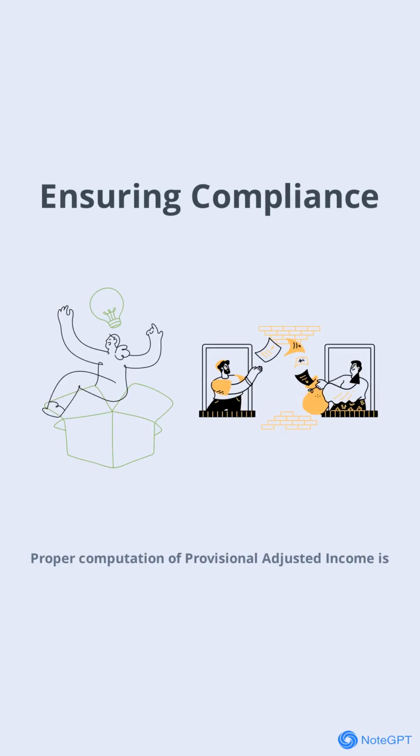Proper computation of provisional adjusted income is vital for compliance with Malaysian tax laws. It helps partnerships avoid penalties and ensures that each partner's tax return accurately reflects their share of the business income. Staying compliant not only avoids legal trouble but also builds trust among partners.